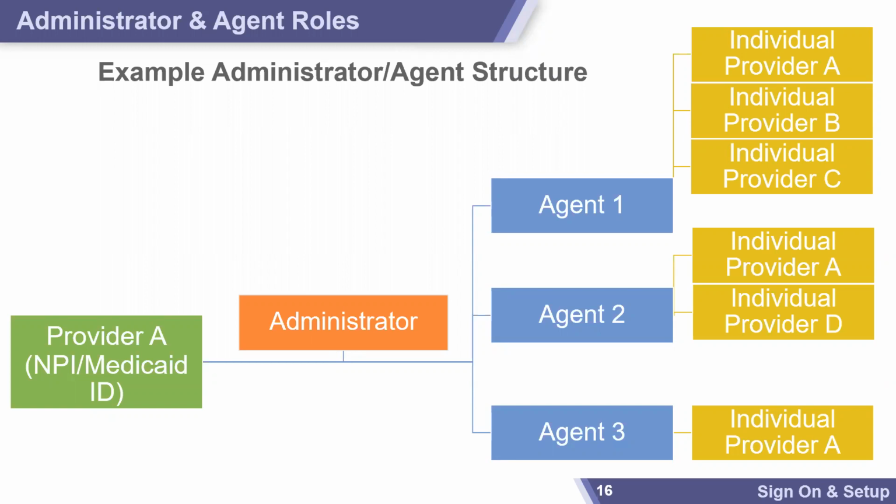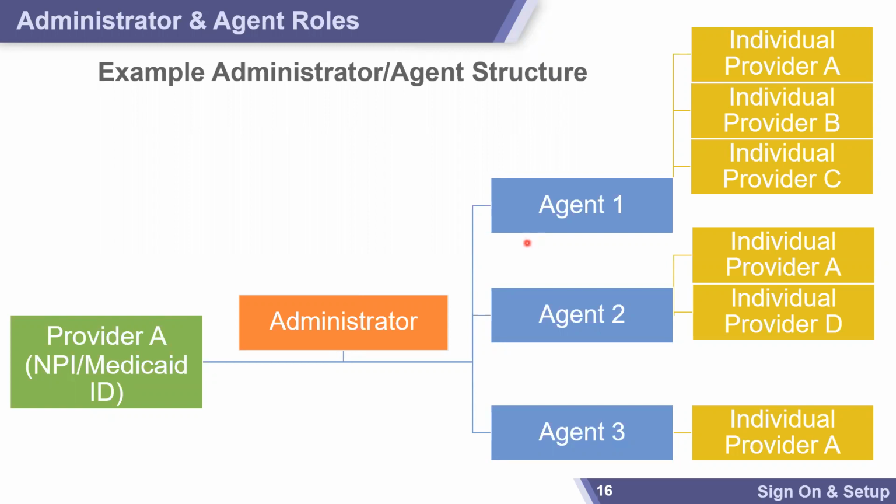As we said, there is one administrator per NPI or Medicaid ID, and that's what we're seeing here in orange. This administrator in orange is the lone administrator for provider A, for their NPI or Medicaid ID number. Now, underneath that, the administrator can set up multiple agents for provider A. And each of these agents could complete something different on behalf of that provider. So let's say agents 1, 2, and 3 are all assigned to provider A.